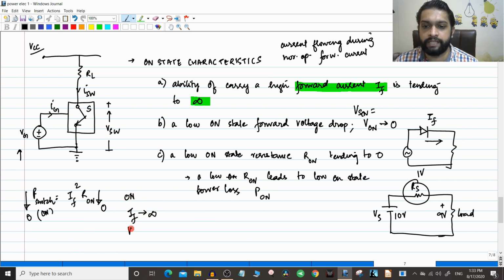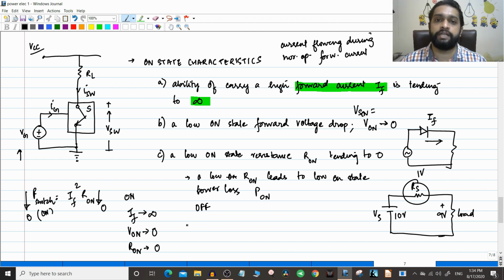Next was the voltage drop, right? V on, the voltage across the switch, should tend to 0. And naturally, the third important point is that the resistance offered during the on condition should be tending to 0. Whereas for the off state, what did I tell you? Because it is in the off condition, the switch in the off condition, whatever voltage you are applying, forward or reverse, that V B R, that voltage should be infinity. Okay, it will not get damaged or affected by that.